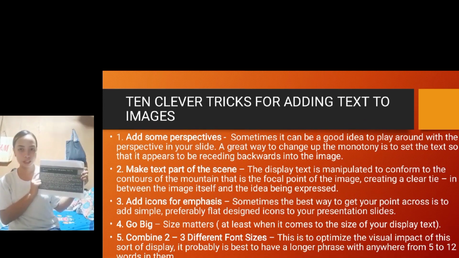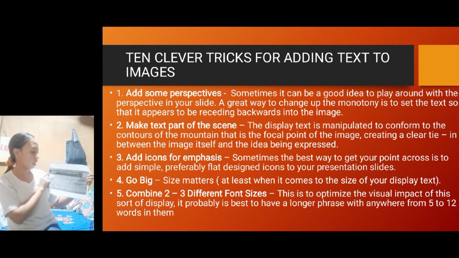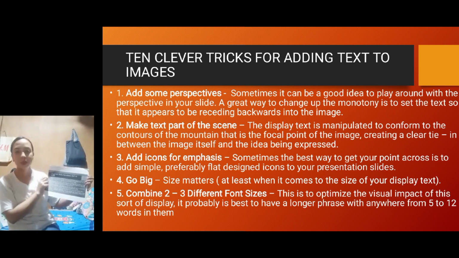Good evening, everyone. I'm going to discuss the 10 clever tricks for adding text to images. Number one trick is add some perspectives. This means that sometimes it can be a good idea to play around with the perspectives in your slide. A great way to change up the monotony is to set the text so that it appears to be receding backwards into the image. Number two is make text part of the scene.